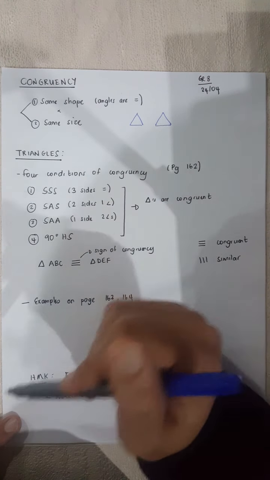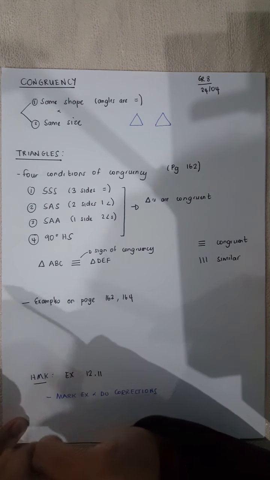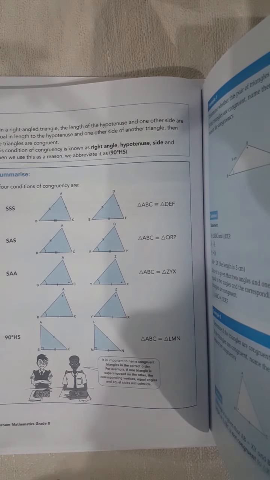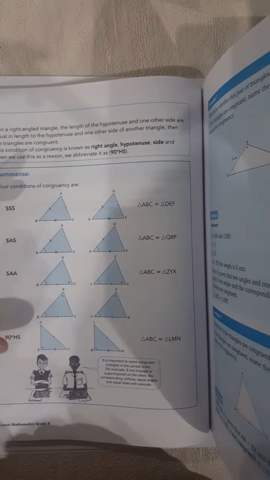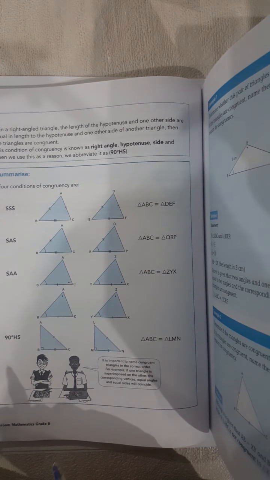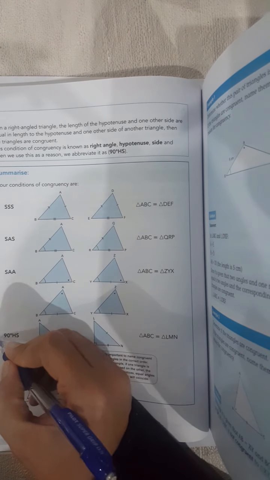But when we're doing triangles, there are 4 conditions of congruency, and we're going to go through them in the textbook now. Let's look at the textbook. We're on page 162. We just need to learn these 4 reasons or conditions for having congruency. When you say a shape is congruent, you have to prove one of these 4 things, and I'm going to show you how simple it is.